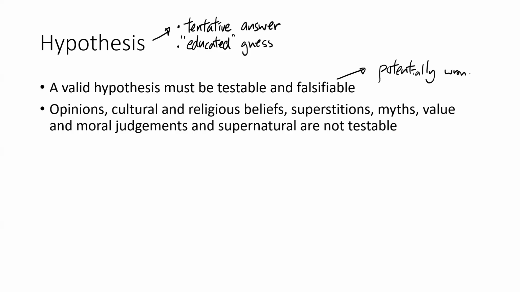Potentially wrong. After all, if your hypothesis is always correct, then that means you already know the answer to your question, right? Then there's no need to do an experiment. You understand? So things like opinions, cultural, religious beliefs, superstitions, these things, there are no right or wrong answer. You can't test them. And therefore, we should not be including these things into our hypothesis.